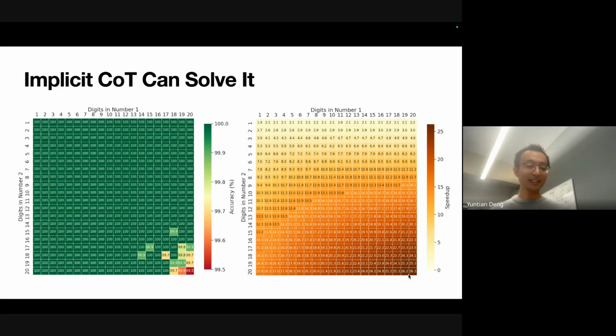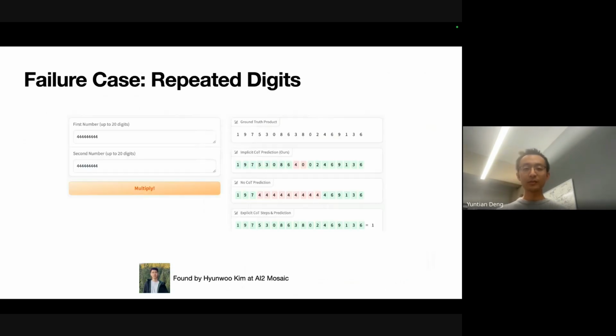So one interesting thing you might wonder is, if you look at this heat map, it's not getting 100% accuracy. Interestingly, it's getting 99.5% accuracy. And you might wonder, where do we lose that 0.5% accuracy? What kind of problems can it not solve? This is actually a finding by my colleague, who was also a postdoc of my postdoc advisor, Professor Choi, when we were both at AI2. He found that the failure cases mostly involve repeated digits.